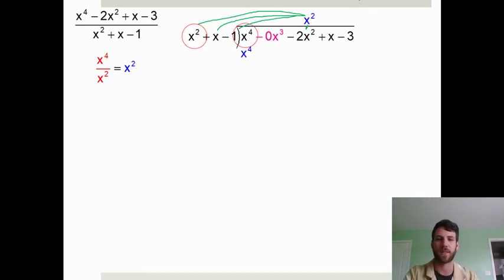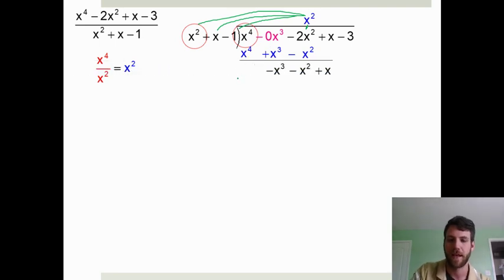X squared times x squared is x to the 4th. X squared times x is x cubed, and x squared times negative 1 is negative x squared. And we're going to have to subtract these and get some answers. So we have a 0, x to the 4th. That's all gone. 0 minus 1 is negative 1. Negative 2 minus a negative 1 is negative 1. And then our x, we can bring down our next item.